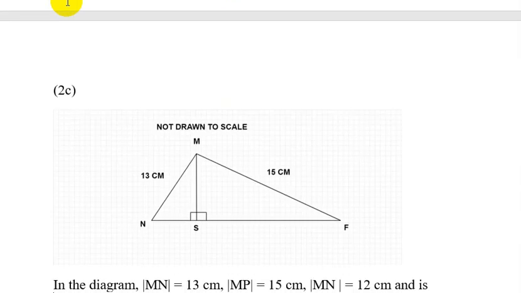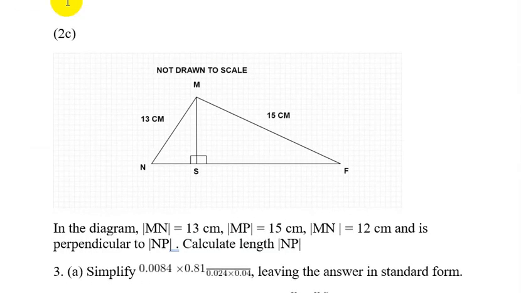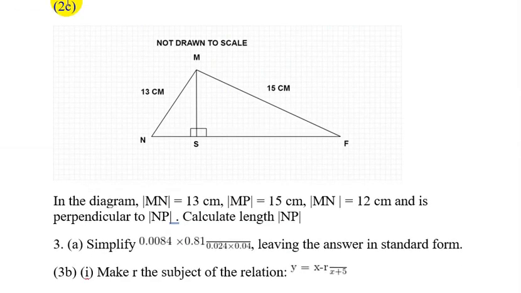Okay. Now let's go to the B part. The B part says we have a diagram, and it says that in the diagram MN is 13 centimeters, MP is 15, and MS is 12, and MS is perpendicular to NP. Now we should calculate NP. Now we have this line diagram, a triangle in a triangle. We have 2 separate triangles.